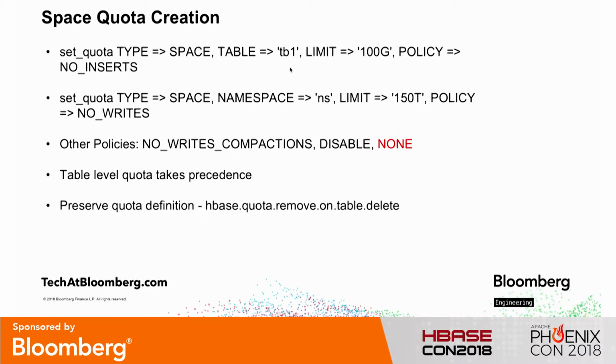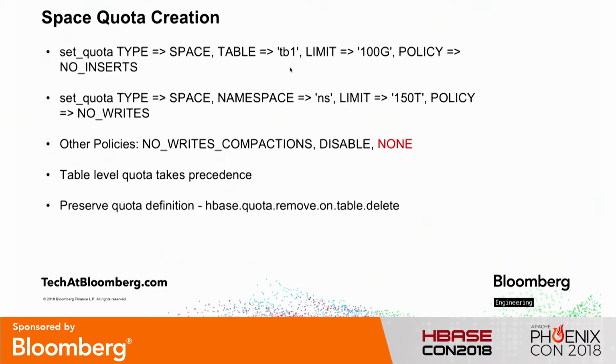One is no inserts, which means after the policy is hit, there'll be no more inserts allowed on the table. No writes is, on top of not being able to write, it will also not allow you to delete. And the other two policies are no write compaction, which means that on top of no writes, it will not allow compactions as well. And then you can say disable, so that means you will be disabling the table. And if you want to reset the quota, then you can say the policy be none. So that way it resets the quota.